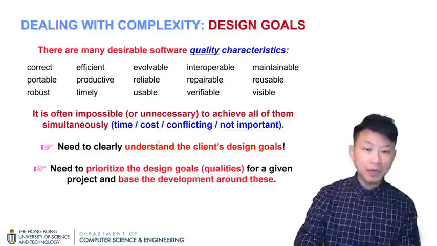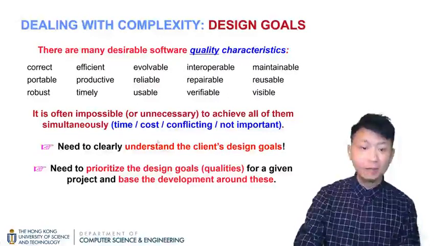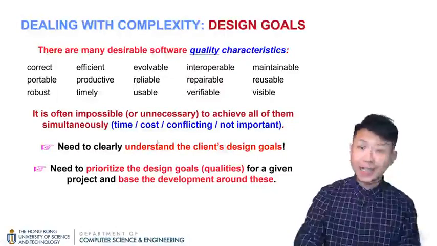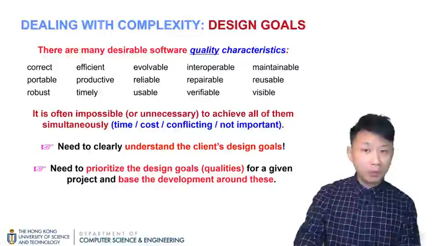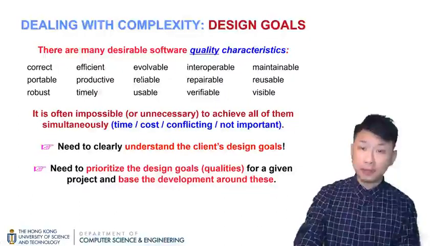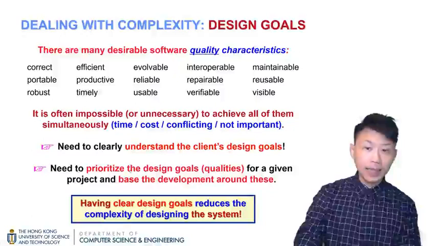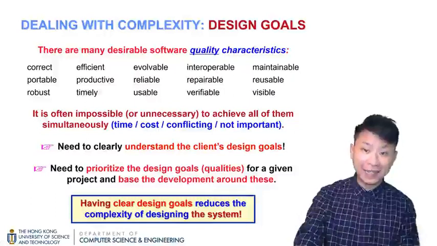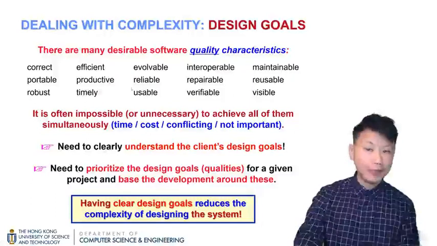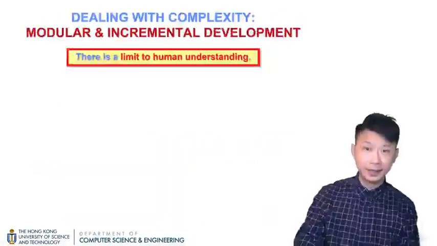And then you need to prioritize the design goals for a given project and then base the development around these design goals. Again, you have to choose 2 or 3 or 4 most appropriate design goals at the very beginning of the project. And having clear design goals is going to reduce the complexity of designing the system because you know exactly what you need for your software system. So eventually when you design the system, it's going to be much easier.